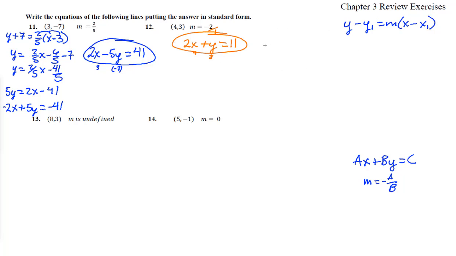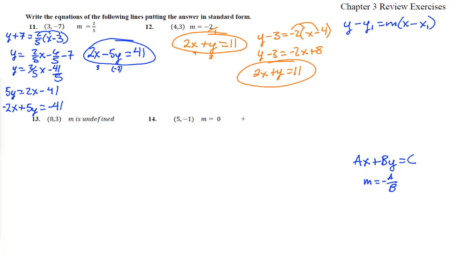So let's go the long way here, but the no think method. Y minus y1 equals m times x minus x1, which is a 4. Jump that guy in, and we get y minus 3 equals -2x plus 8. Add 3 over here, and add the 2x over here, and we get 2x plus y equals, adding 3 to 8 gives you 11. So either way will work.